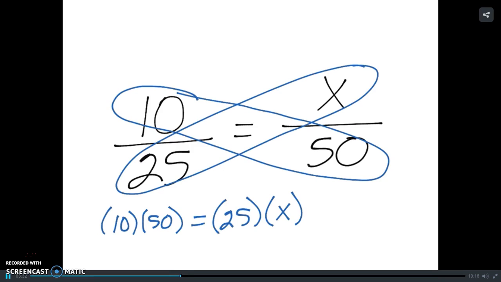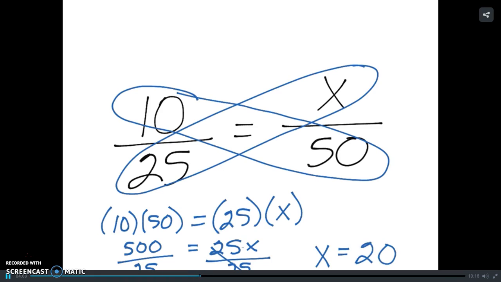Here, we just have one variable, that nice lonely x. So we can multiply 10 times 50 and get 500, and we can do 25 times x. We can divide by 25. So all we've done so far is cross multiply and then divide by the number that was left over. And that's all fine and dandy, and we find out then that x equals 20.